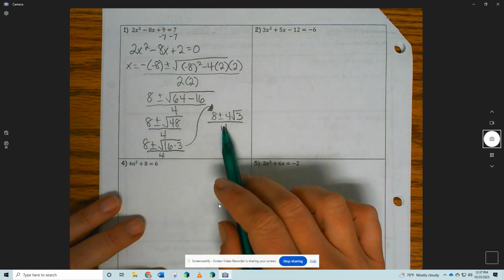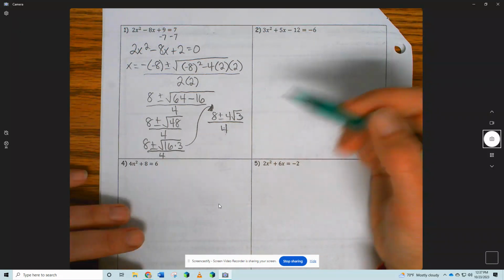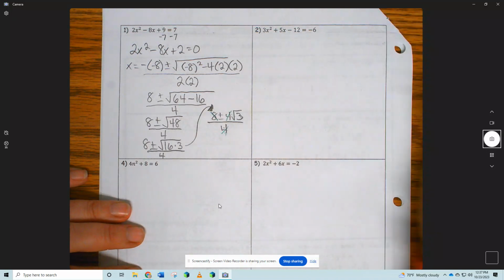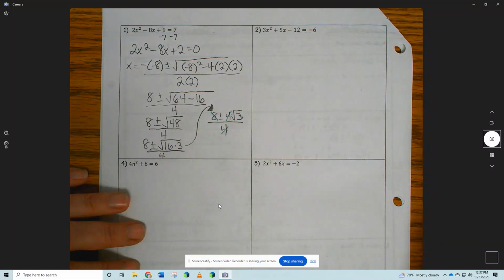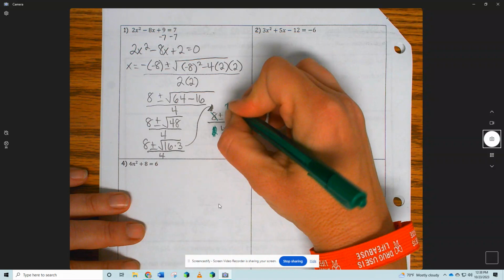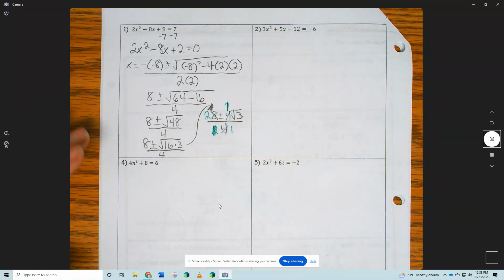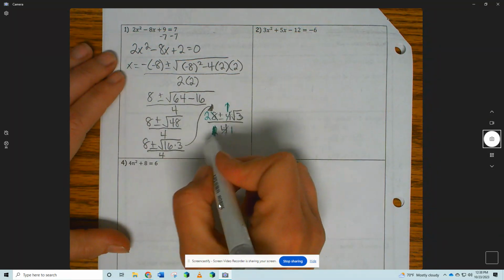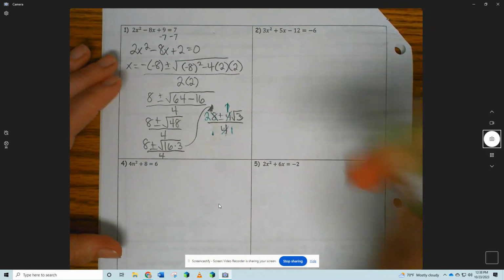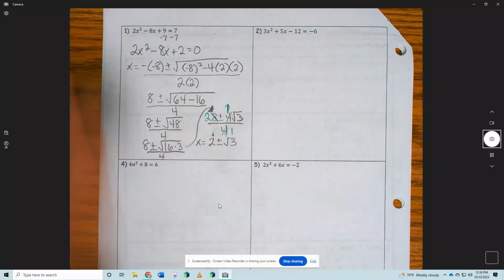And then, since all of these are on the outside, can't touch the 3 in there, but 8 and 4 and 4, they go into each other. 4 goes into all of them. So I'm simplifying the things that are out. They become a 2. Oh, wait, no, it becomes a 1, and a 2. So, all right, 2 plus or minus the square root of 3. That's it. X equals 2 plus or minus the square root of 3.